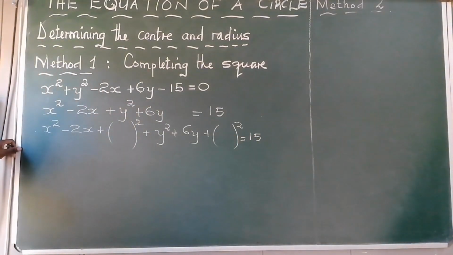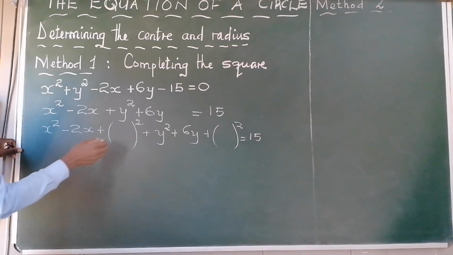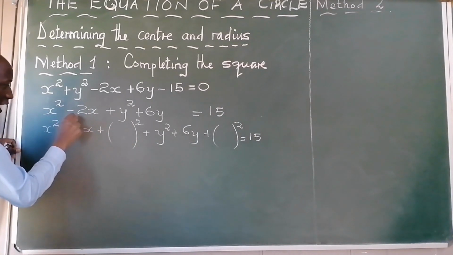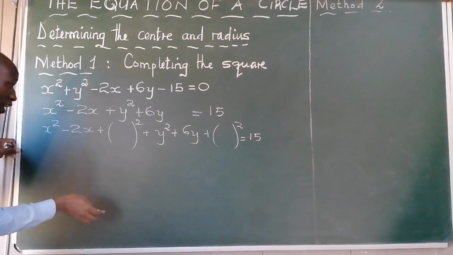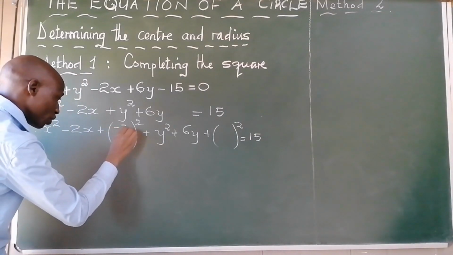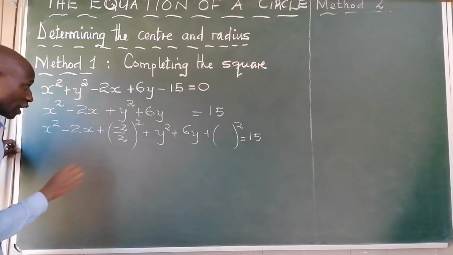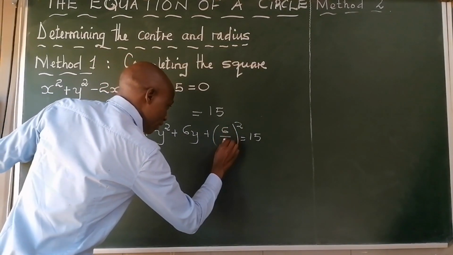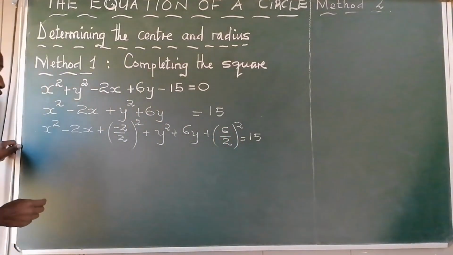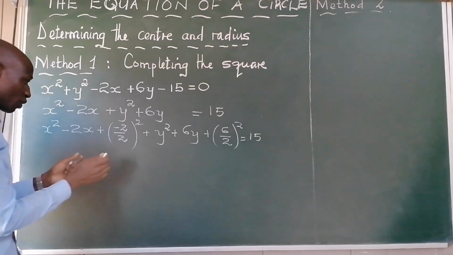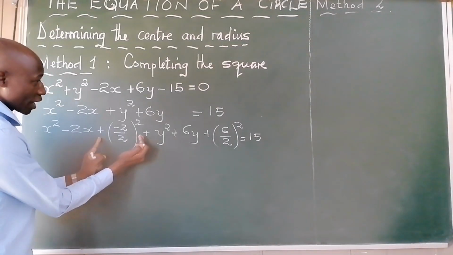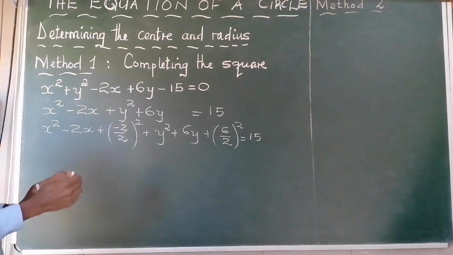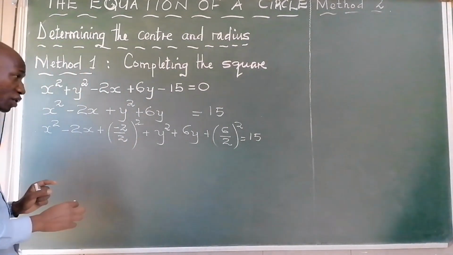Now what comes inside this bracket that I have indicated? We are going to have half the coefficient of x. So our coefficient of x here is negative 2, so we are going to divide it by 2. And then here the coefficient of y is positive 6, and then we divide it by 2. So we have actually introduced two items here on the left, this part and that part. We must also do the same and introduce the same aspects on the right hand side so that the equation is going to be balanced.